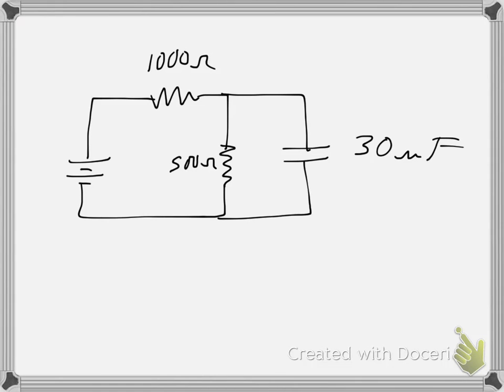Alright, on this problem, you're told you have a 1000 ohm resistor and a 500 ohm resistor connected in the circuit as shown, and there is a 30 microfarad capacitor connected parallel to the 500 ohm resistor. And the first thing you want to do is measure the current and the voltage in the circuit. The first thing you want to do is calculate the current in the 500 ohm resistor.